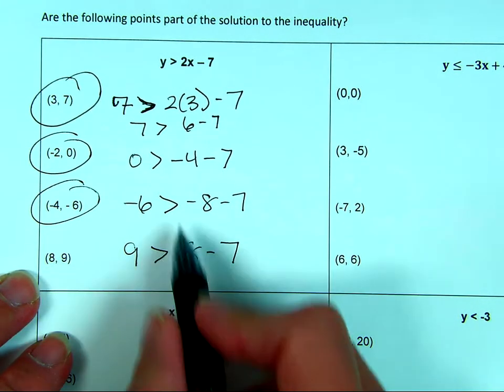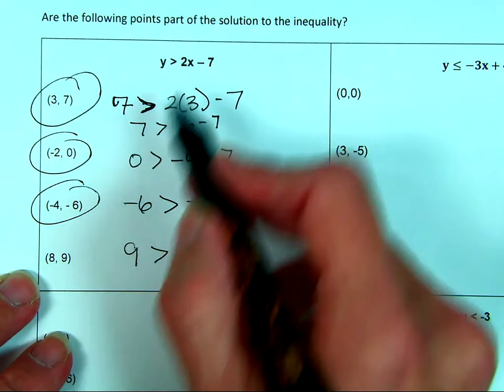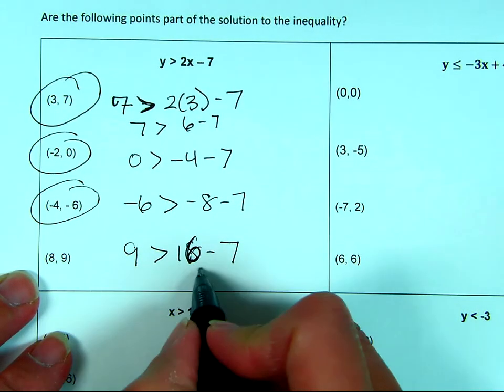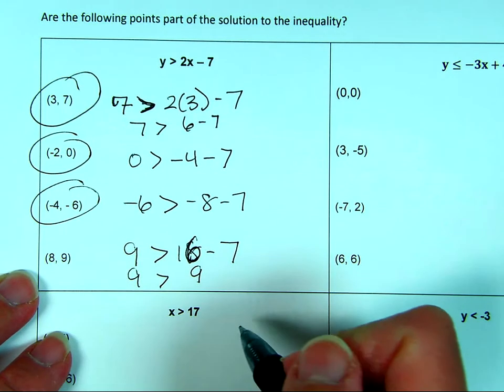Let me make sure I did that right. No, 8 times 2 is 16. Something felt weird there. So 16 minus 7 is 9. No, 9 is not bigger than 9, so that one doesn't work.